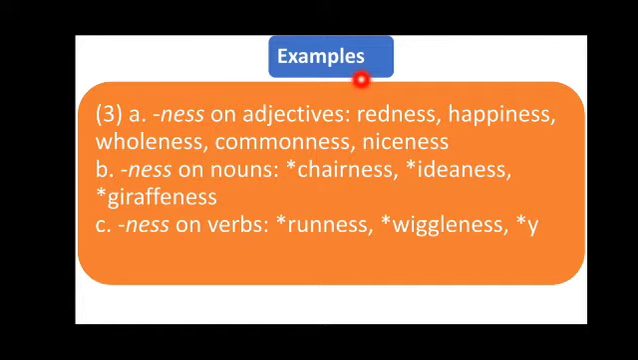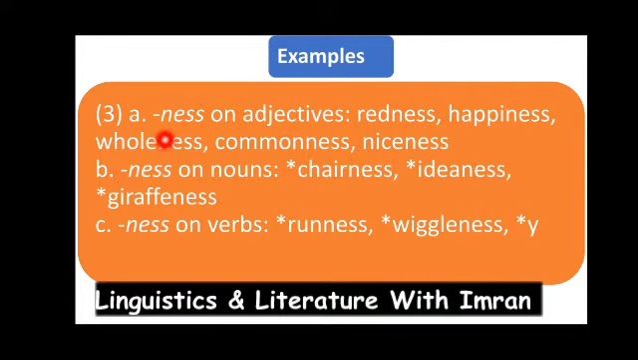Now here we have examples. For example, the suffix "ness" on adjectives. We have the adjective red, and when we add the suffix "ness," it becomes a noun, right? Abstract noun, redness. Similarly, we have the adjective happy, and when we add the suffix "ness," it becomes happiness, a noun. And similarly, we have whole, which is an adjective, and when we add "ness," it becomes wholeness, a noun. And commonness, a noun, and niceness, a noun.